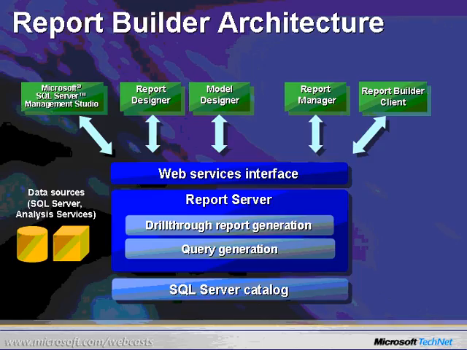Now let's take a quick look at the architecture for Report Builder. You can see on the report server area down here, these are the new capabilities added by the Report Builder functionality. On the report server, we have two new components, the report generation and the query generation. We've talked about both of those. Report Builder hands off the metadata for a report, and the report server actually translates that metadata to the underlying query, and it also generates those drill-through reports when your users click on items.